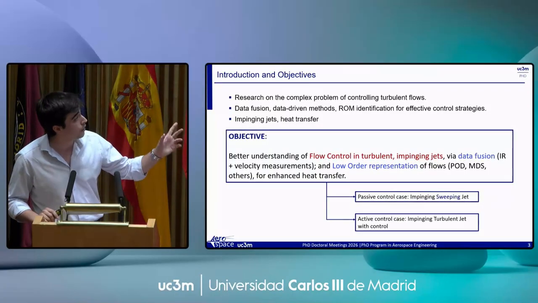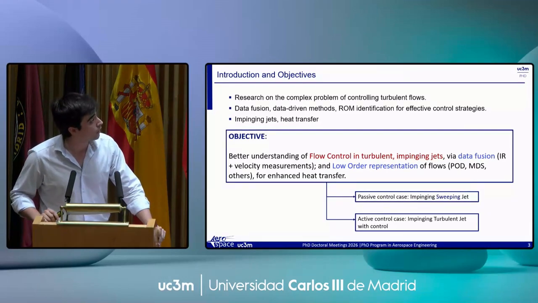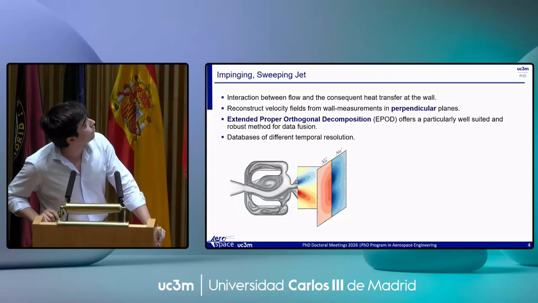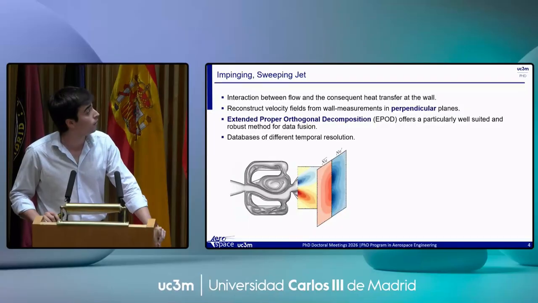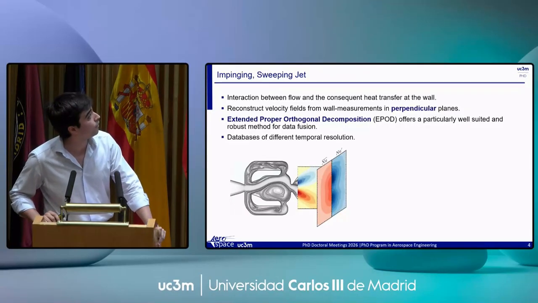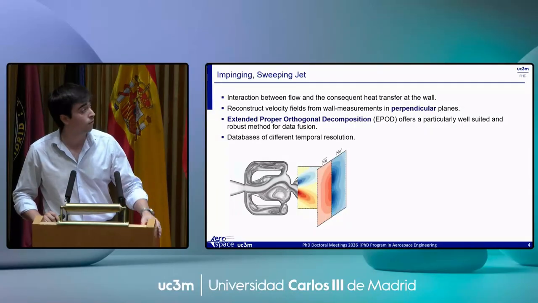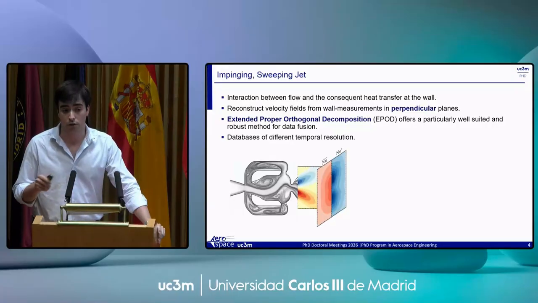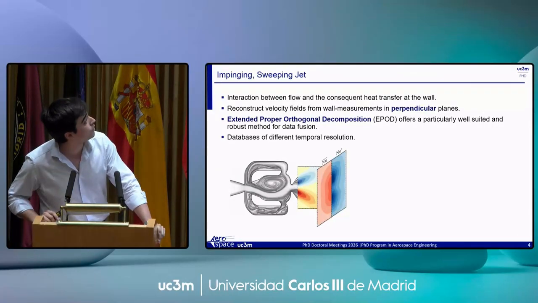And we have two experiments, one passive control case, which is an impinging sweeping jet, and one active control case, which is a turbulent jet with active control. So regarding the sweeping jet that I also presented last year, a sweeping jet is a very interesting device. It is a fluidic oscillator with which you can obtain a spatially oscillating stream of air at a quasi-steady frequency. So you have certain jitter in the instantaneous periods for each oscillating cycle.